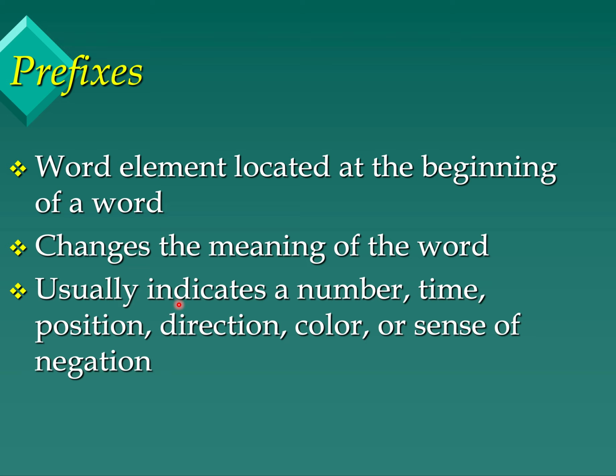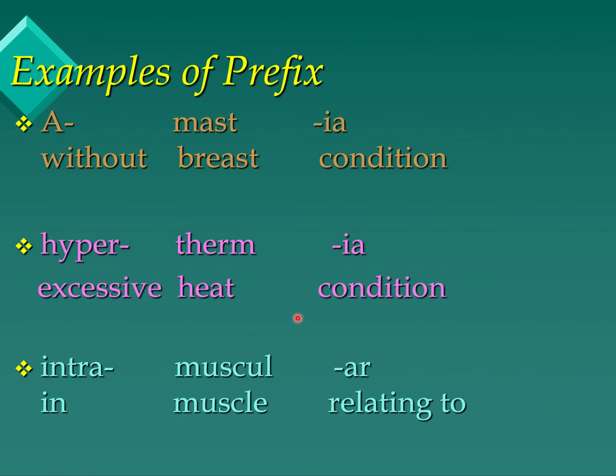Prefixes, as we have said, are word elements located at the beginning of the word that change the meaning of the word, usually indicating a number, time, position, direction, color, or sense of negation. Examples of prefix, we have A. A is a prefix. When we add it to a root, it will negate its effect. So A means without, mast means breast, and -ia is the condition or the clinical situation or the state of that organ. So when we say amastia, it means without breast, okay, absence of the breast.